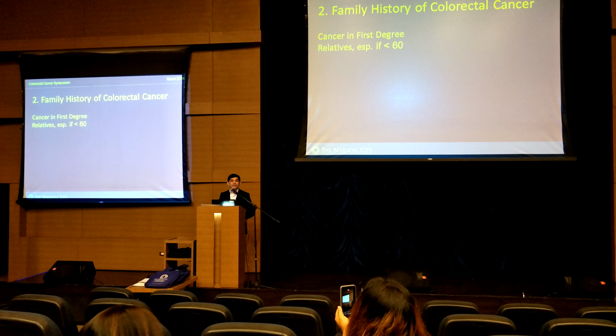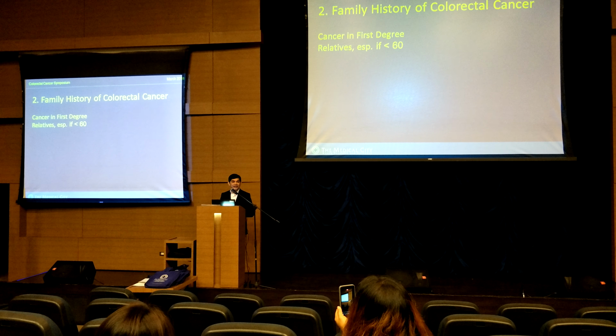Another risk factor is family history of colorectal cancer. So how do we define family history? It has to be first-degree relatives. What are first-degree relatives? It is parents, siblings, and children. The risk is much higher if the relatives were actually diagnosed before the age of 60. That means there is really a genetic component.